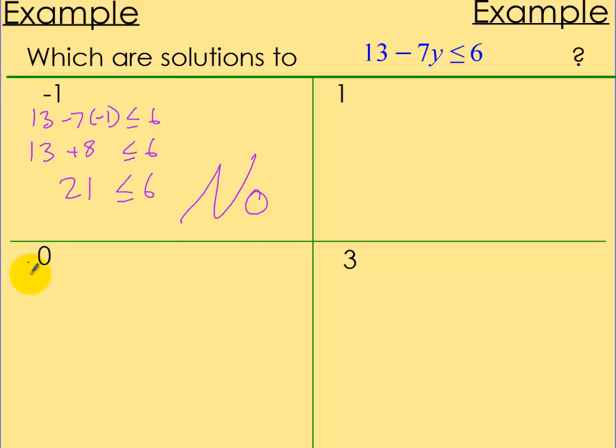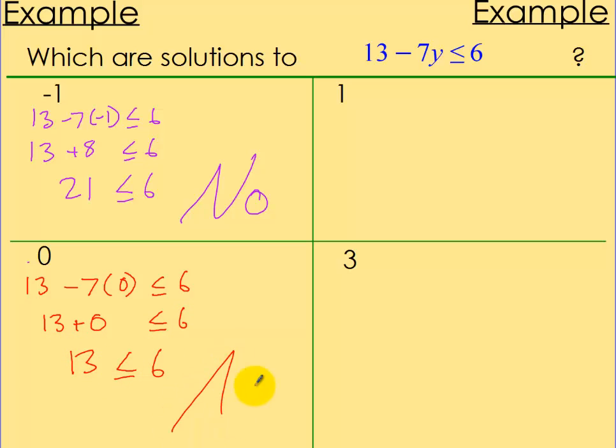Let's go to 0. 13 minus 7 times 0 less than or equal to 6. Well, anything times 0 is 0, so we get 13 minus or plus 0, it doesn't matter. That's going to be 13 less than or equal to 6. Is 13 less than that? No. Let's try the next one.